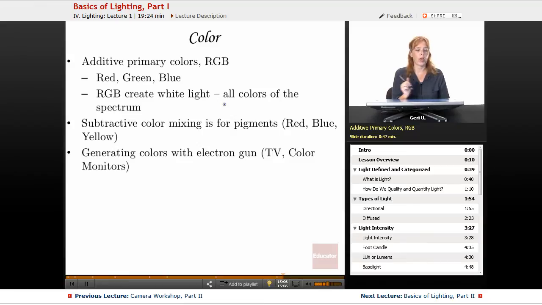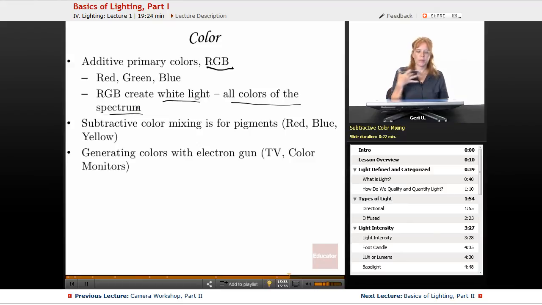and to control it. Okay, so in film and television, we are talking about additive primary colors, which is different than when we paint or draw with pigment colors. So this is called additive primary colors. You'll hear it's RGB. Those are the primaries. So we've got red, green, and blue. The RGB create our white light. So all colors of the spectrum make our white light.